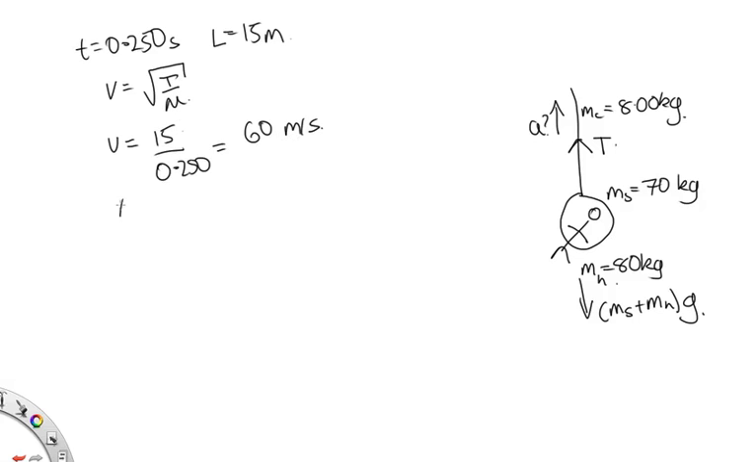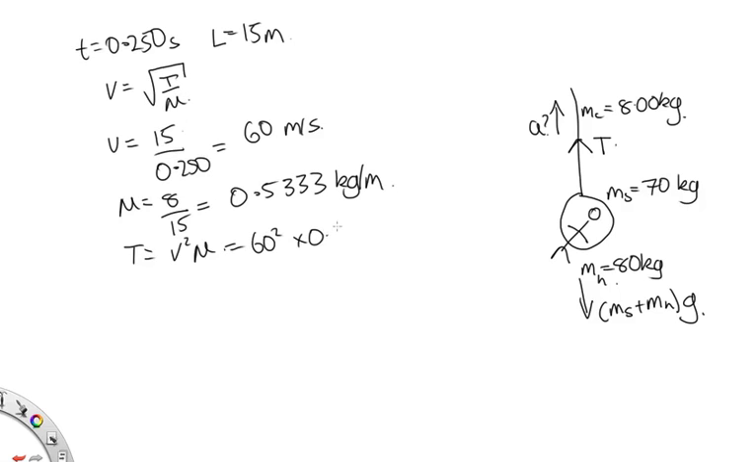Now the mass per unit length for the cable is equal to 8 over 15, which gives us 0.5333 kilograms per meter. So substituting this in, we have that the tension is equal to v squared mu, just rearranging this, and now that's 60 squared times 0.5333. Solving that on the calculator, we end up with 1,919 newtons as the tension in this cable.